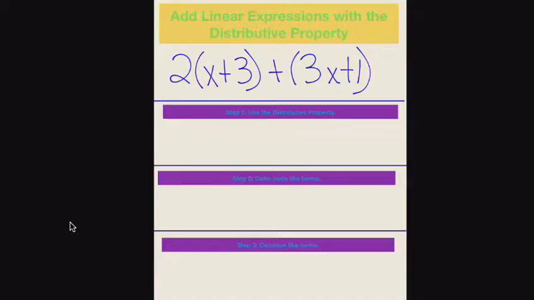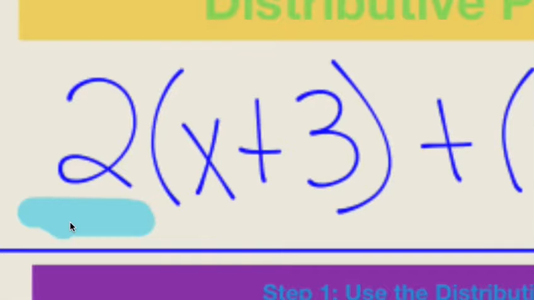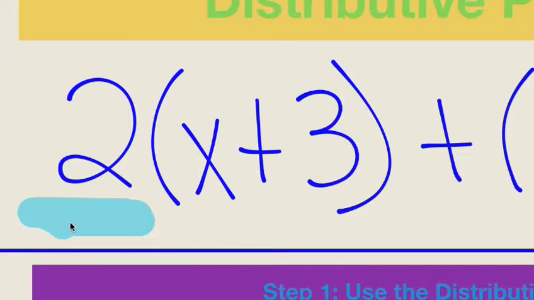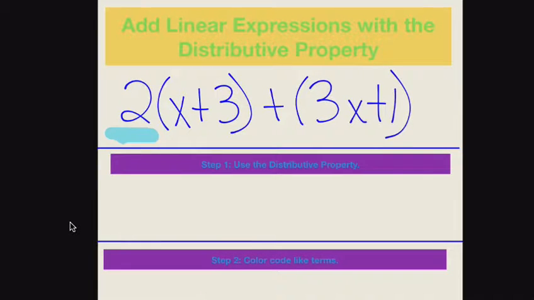Okay, the next thing we need to talk about is sometimes when you add linear expressions, you also need to use your knowledge of the distributive property. You can see here in this example, we've got a number outside the parentheses. And remember, a number directly outside of the parentheses like that means that we need to multiply. Okay, so we need to actually use the distributive property first before we start combining any like terms. So in this case, we're just going to solve this numerically.